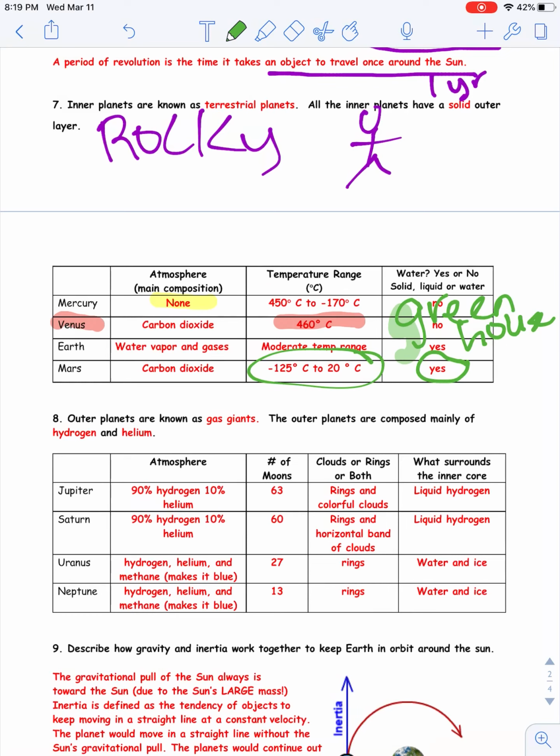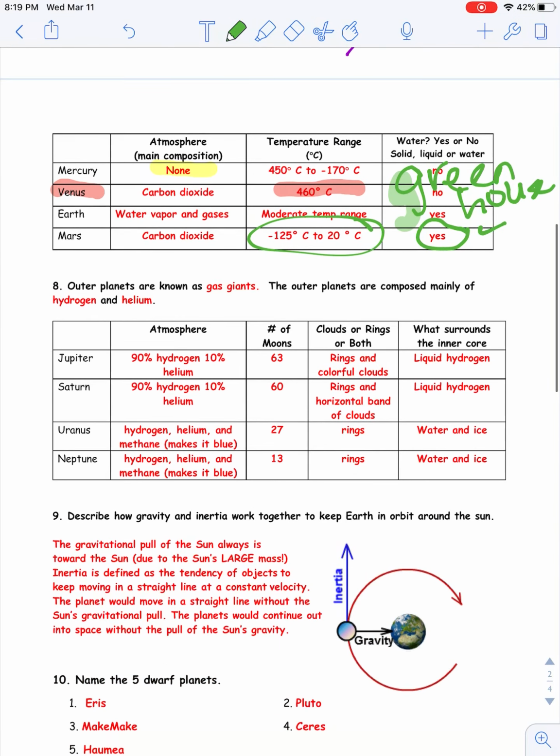does it have water? Check. Does it have organic molecules? Haven't found that yet. So moving on to the outer planets. They're known as the gas giants. Outer planets are mostly composed of hydrogen and helium, which are the two gases that the sun is composed of.